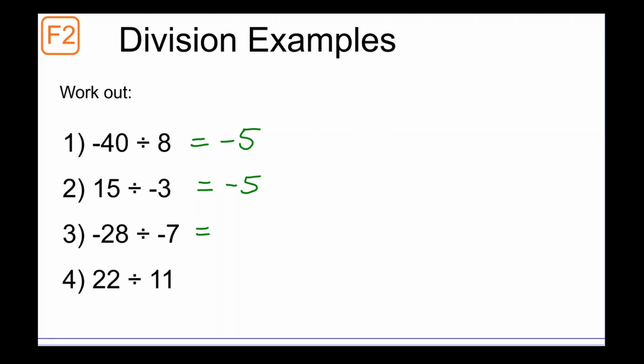Negative 27 divided by negative 7. Well, the answer is positive or negative 4, and I can see that these two signs are the same. So that must be positive 4, which makes sense because there are 4 lots of negative 7 in negative 28. And finally, 22 divided by 11. The signs are the same, so the answer is positive 2.